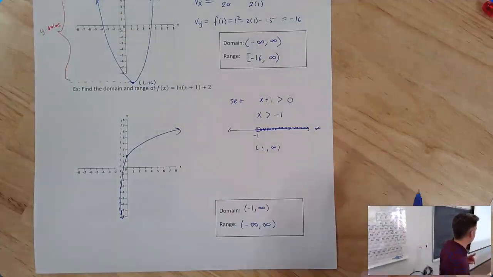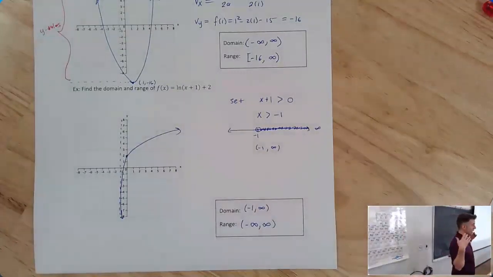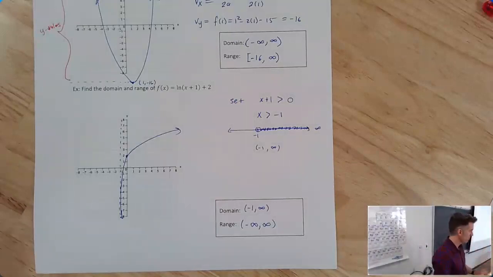So yeah, and then I should just say also, infinity, we always use a parenthesis for, because we can never actually include infinity because it's not a real value, it's just a direction. So infinity always gets a parenthesis, never a bracket. Good, thanks for asking that. I should have said that, but I'm glad you asked.